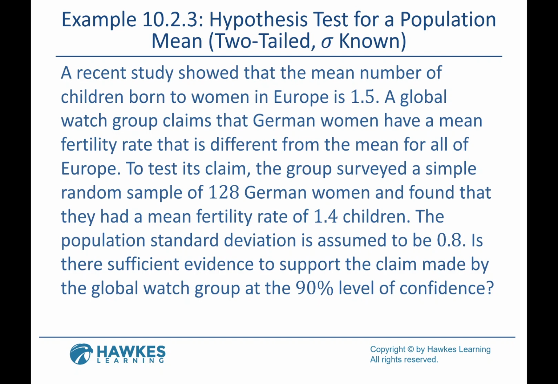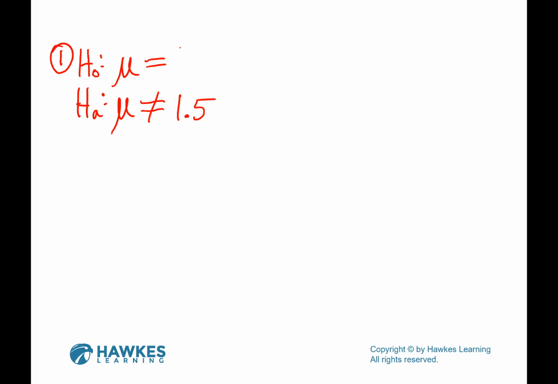So what symbol are we going to have? Not equal to, yeah. So we're going to test that our mean is not equal to the mean for Europe, which is 1.5. So alternative hypothesis, we're saying the mean for German women is not the same as for all of Europe, which was 1.5. Okay. So our null hypothesis is that the mean does equal 1.5.